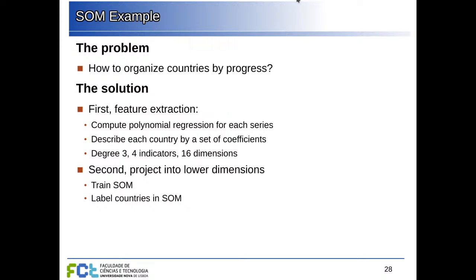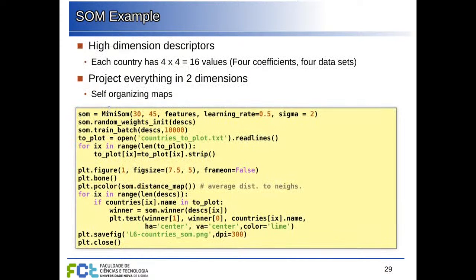Okay, so now one problem is that with 16 dimensions, it's still too much to be able to visualize. We can extract these 16 features from the sets of points on each country, but now we want to look at this in fewer dimensions, and so for this example, we can use the self-organizing map. So let's create a self-organizing map of 30 by 45 neurons, in this case. The number of features that we have in the input is the 16 features that we have in our descriptors. We're going to initialize our network, then train with the number of batches.